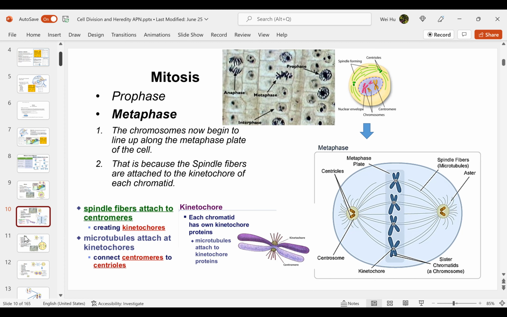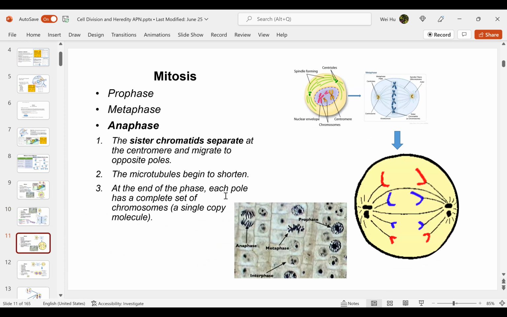Okay, so now let's go ahead. So anaphase, you can see that your both sides.